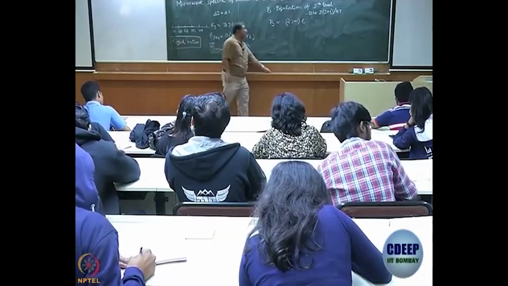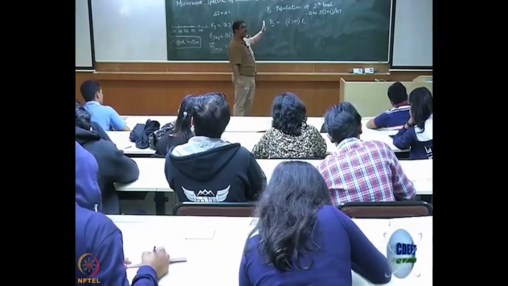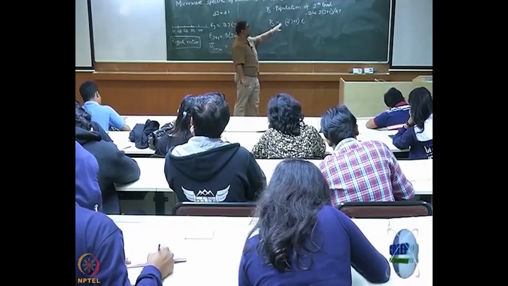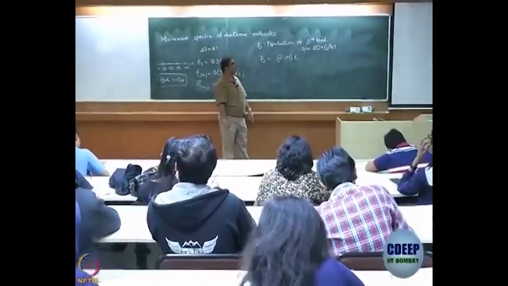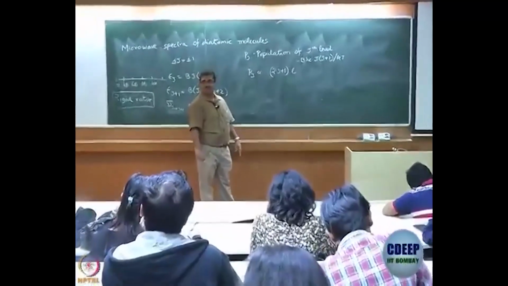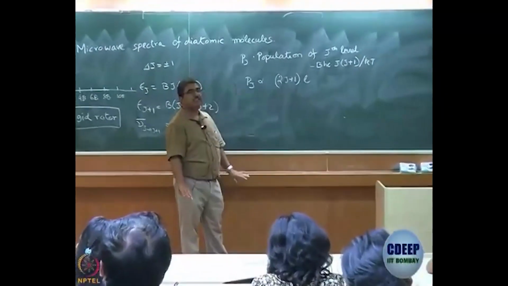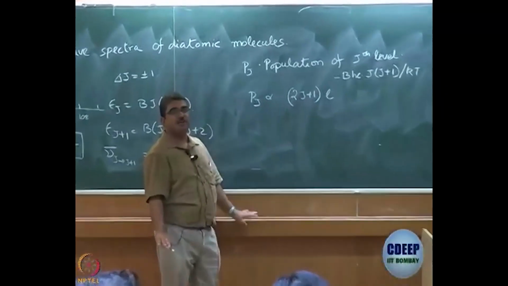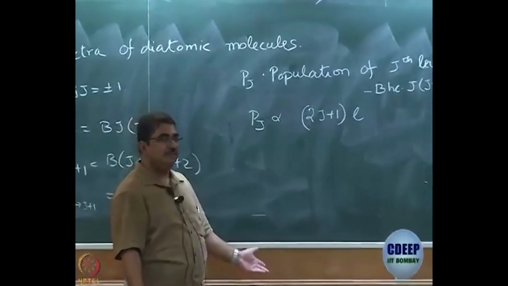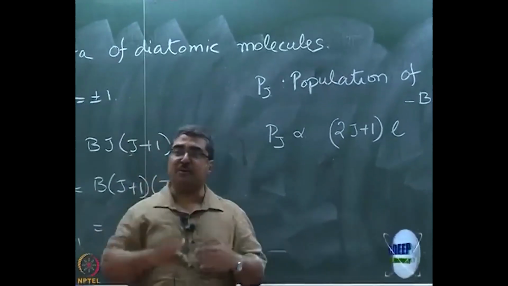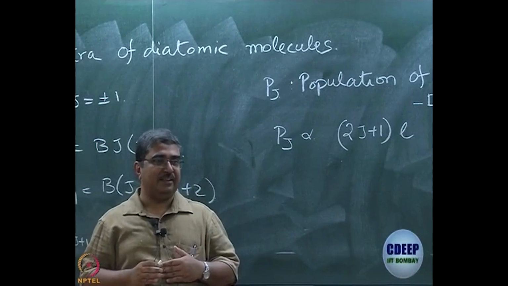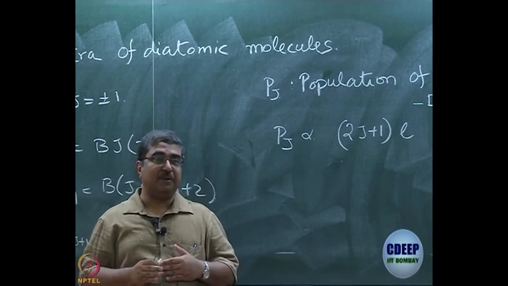So, now we come back to what we were actually discussing. Population of the jth level is proportional to 2J plus 1 e to the power minus Bhc into J into J plus 1 divided by kT. If I want to find out what is the level with maximum population, how do I do it? Yes, even before that, are the higher levels at all occupied? That is an important question.